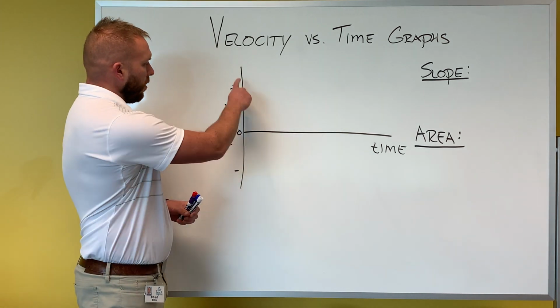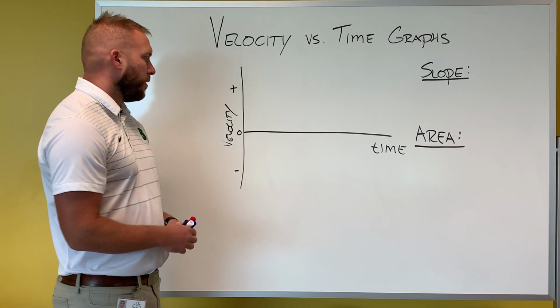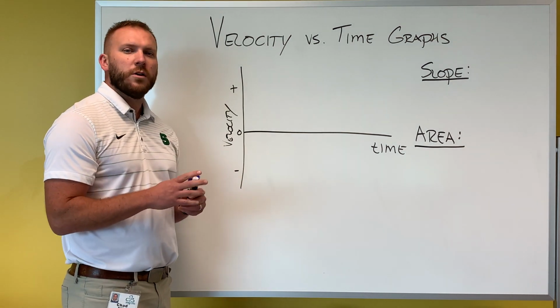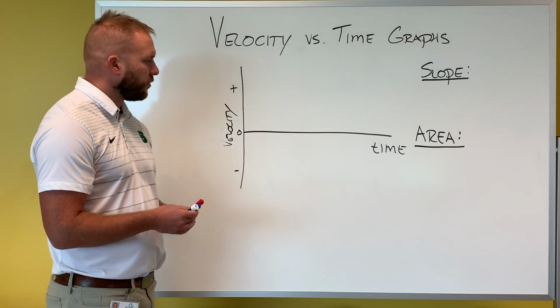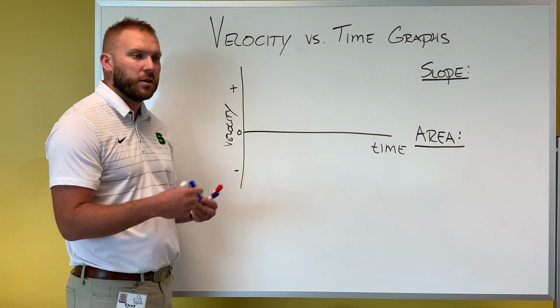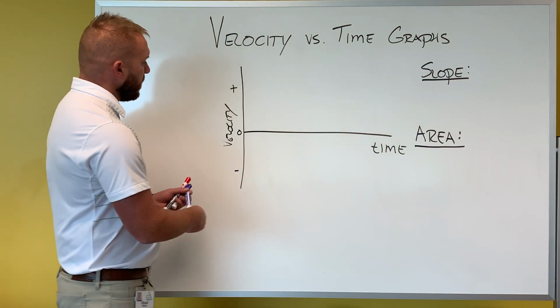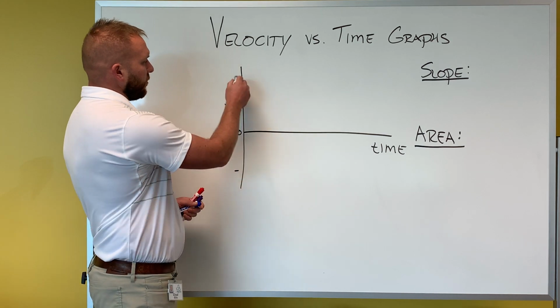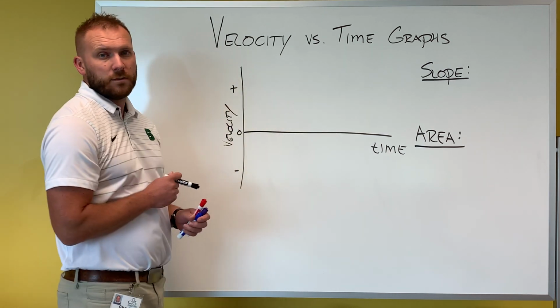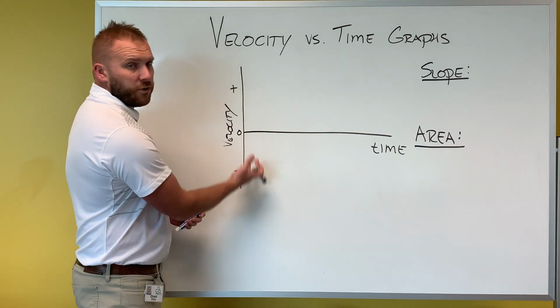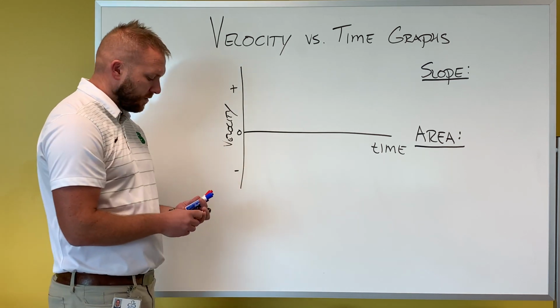First off, our y-axis is our velocity. So we have to understand it's not showing us where we are, it's simply showing us how fast we're moving and in which direction, right? Anything that is moving in the positive direction is going to be above our x-axis. Anything in the negative direction is going to be below our x-axis.